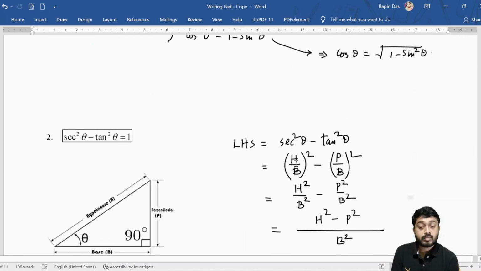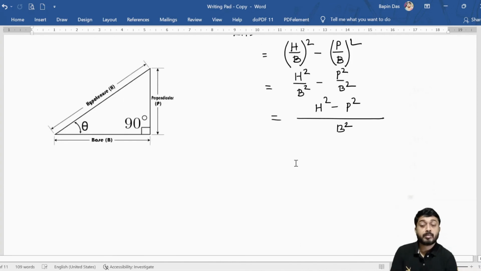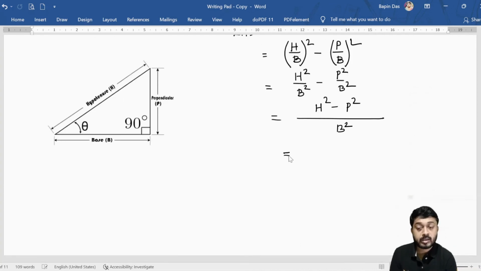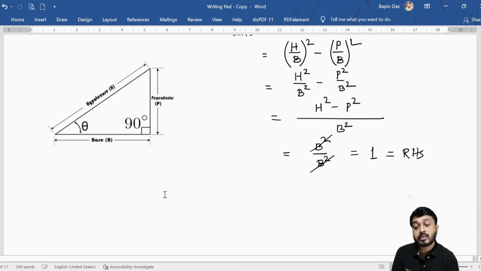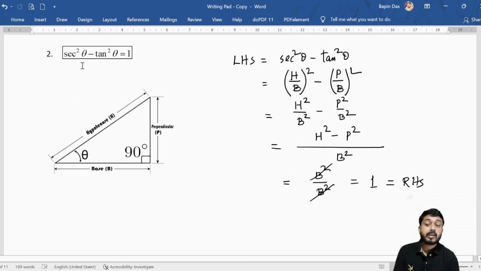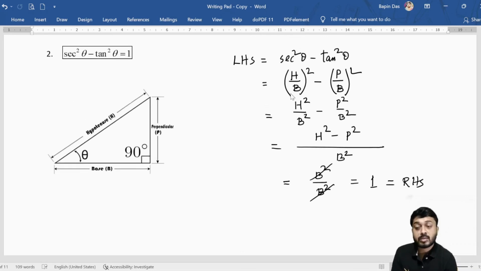So in place of h square minus p square, we can write b square, right? b square divided by b square. b square cancels out, what remains? 1, which is equal to the RHS, right? So yes, the second identity as well is successfully proved. That is, sec square theta minus tan square theta is equal to 1.